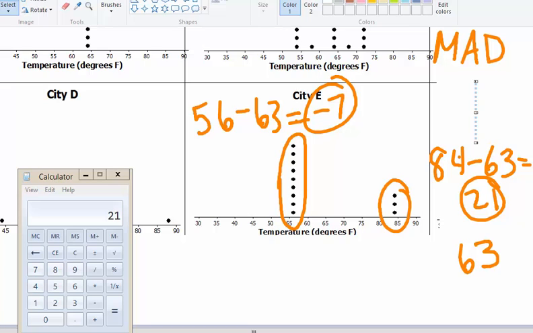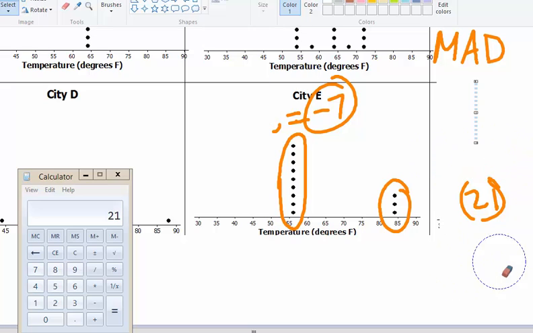So now I find the absolute deviation. And why is that? Well, it's in my name. Found the regular deviation, so now I find the absolute value. The absolute value of -7 is 7. The absolute value of 21 is 21. So all of these are 7 away from my mean. All of these are 21 away from my mean.